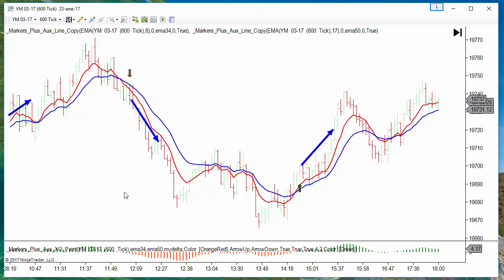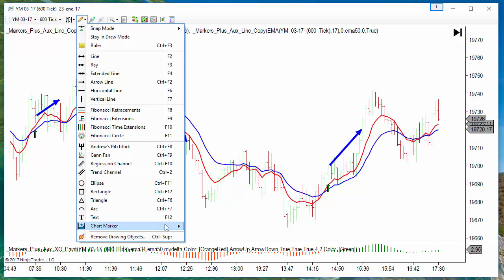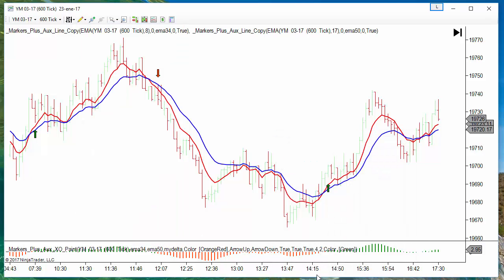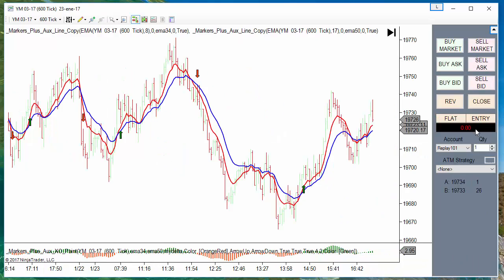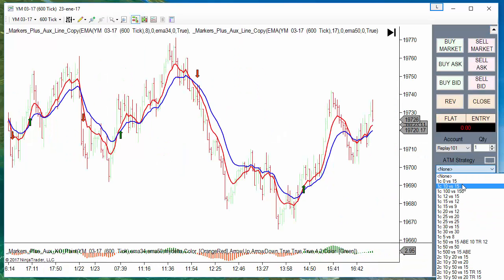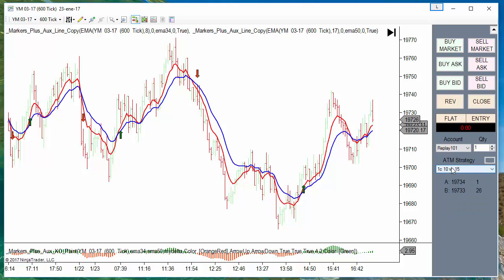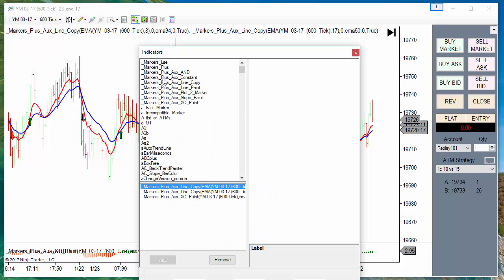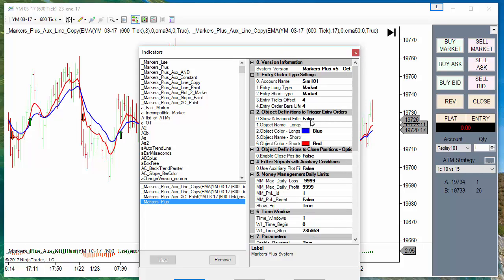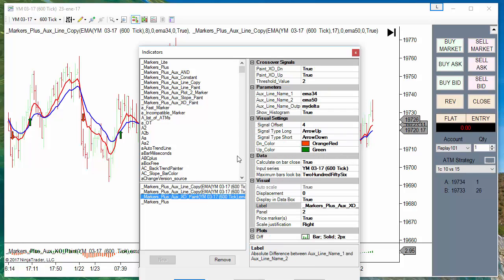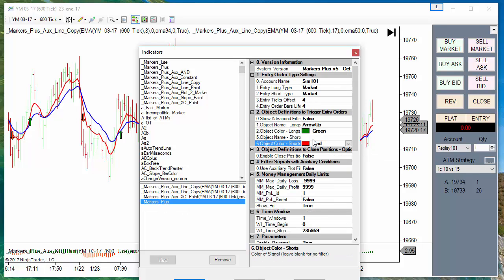Now we could test how this works with the market replay if we automate the signals. So we can enable the automation to select an ATM with a small target and stop, at least 15 ticks of stop and 10 of target, and automate the setup with Marker Plus. We set the long signals with arrows in color green, and for the shorts it is orange red.